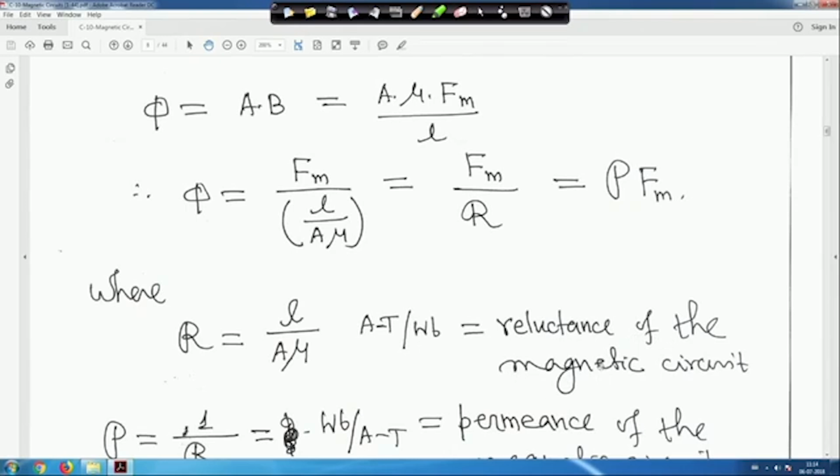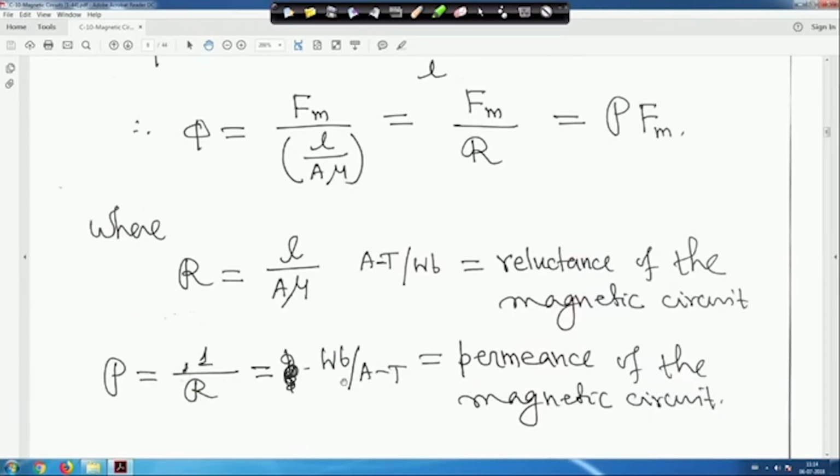Or P is equal to 1 upon R, and its unit is Weber per ampere turns. So here R is ampere turns per Weber, and P is the reciprocal of R, the reluctance. This is called the permeance of the magnetic circuit, right.